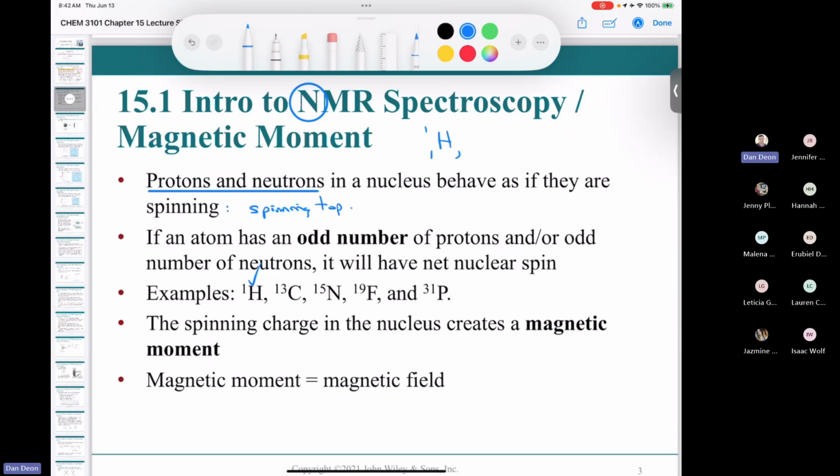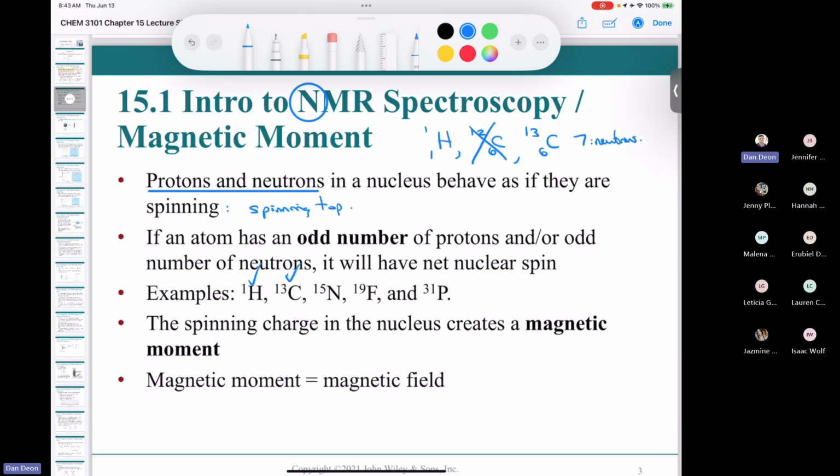Now, what about the most abundant isotope of carbon? It's actually carbon-12. That has 6 protons and 6 neutrons in the nucleus. Those are both even numbers, so you cannot see carbon-12, which again is the most abundant isotope of carbon. We don't see it in the NMR spectrum. But what about carbon-13? Carbon-13 has 7 neutrons in the nucleus, and therefore we can see carbon-13.